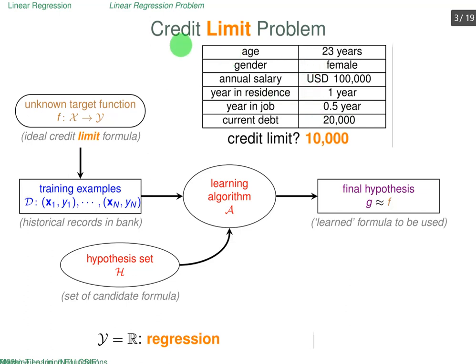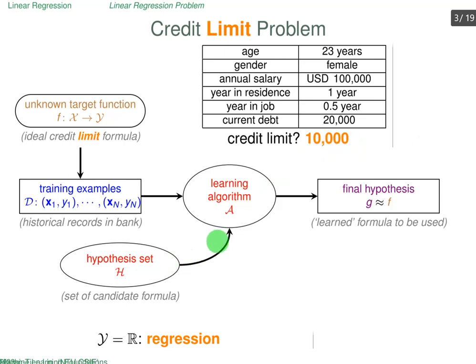But the next question is how much? What could be the credit limit for this applicant? This is another problem. Credit limit can range from 0 to 100,000, 1 million. Now the task is to find this unknown target function, which is the ideal credit limit formula, given data, and then the y here can be any real valid number. So it could be 1 up to 10,000, 500, or even more.